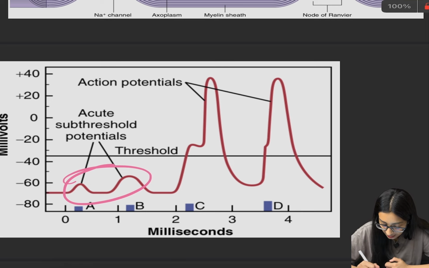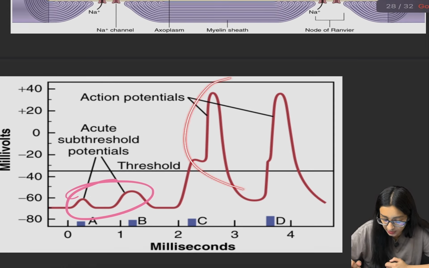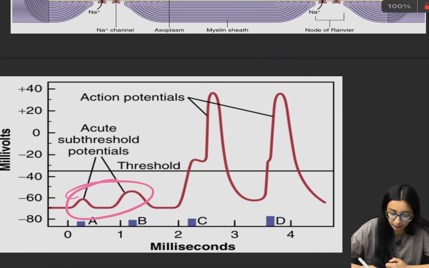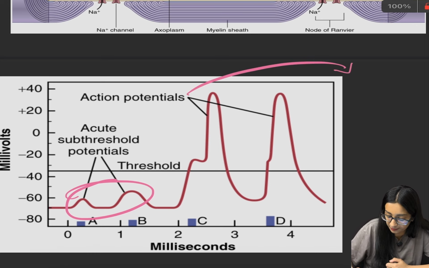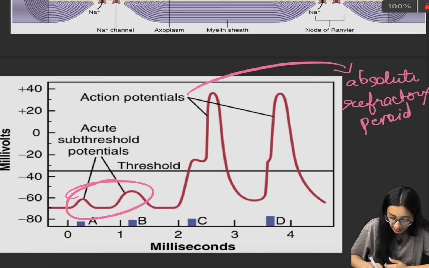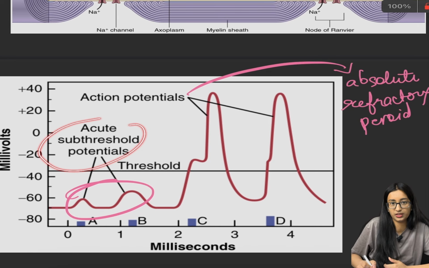Now after an action potential, there cannot be a second action potential, so that is the absolute refractory period. Over here you can see the absolute refractory period, because once an action potential has been generated, another action potential cannot be generated at the same time. Hence it is called the absolute refractory period. And over here we had the acute subthreshold potential.